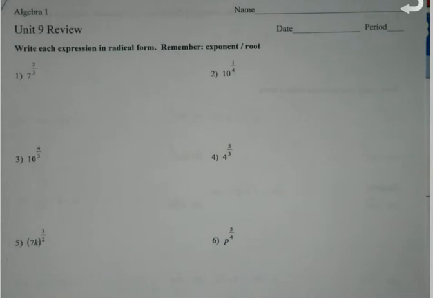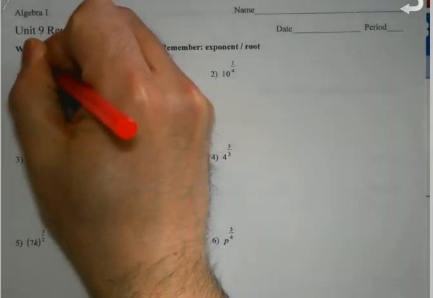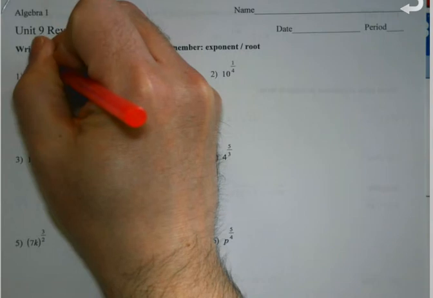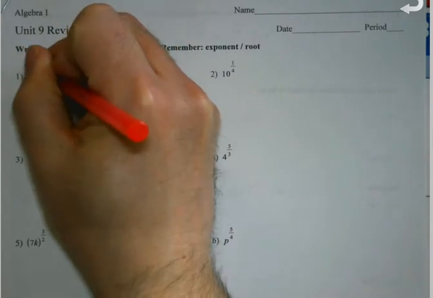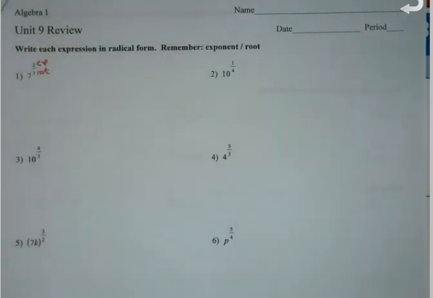Some of this stuff is going to feel like it's a long time ago, even though it's only a couple weeks. So write each expression in radical form. Remember, exponent over root. What's that mean? What that means is when you see an exponent like this, 2 is my exponent, and the 3 stands for the root. And you're like, root. Now that sounds familiar.